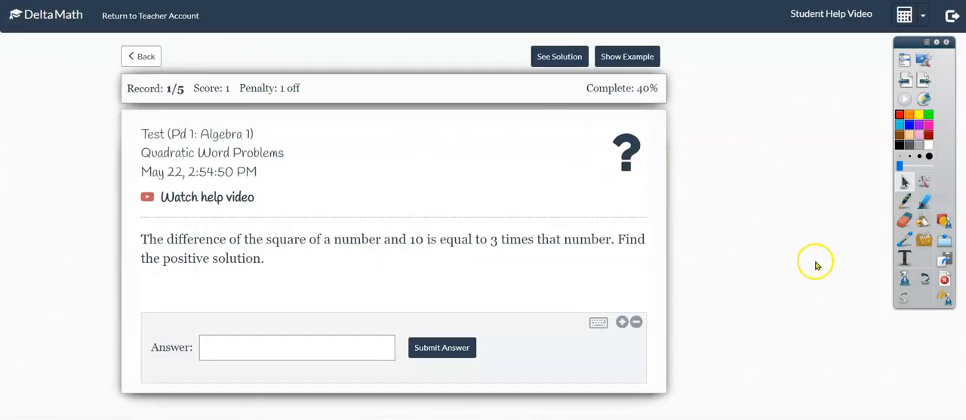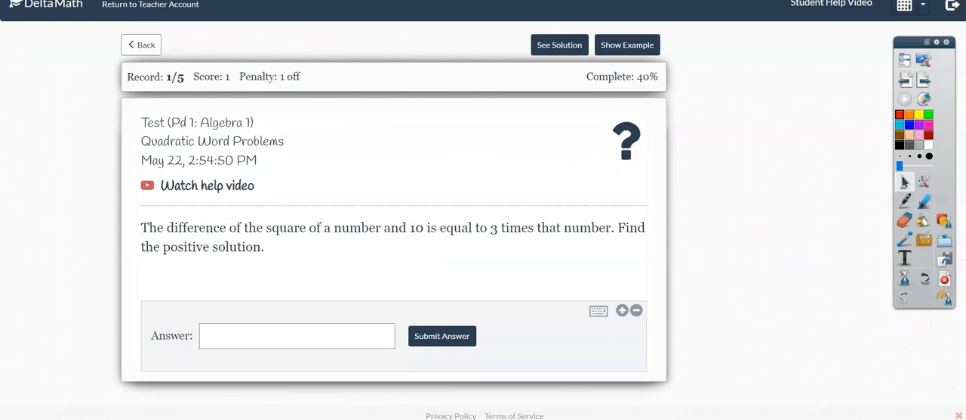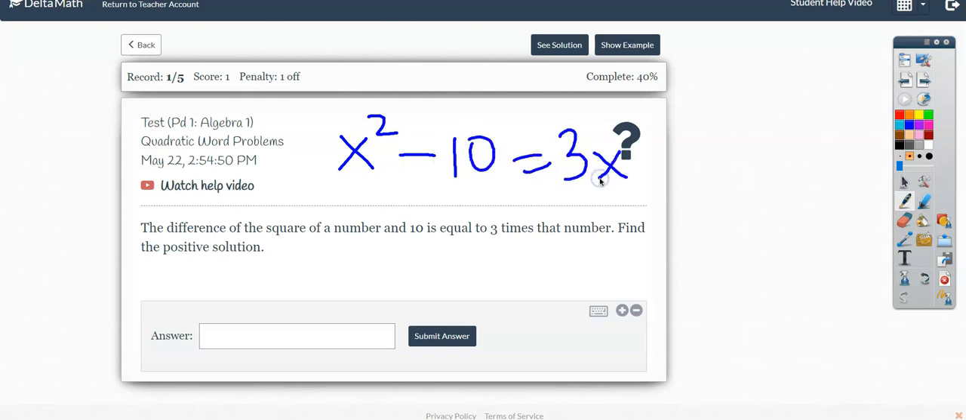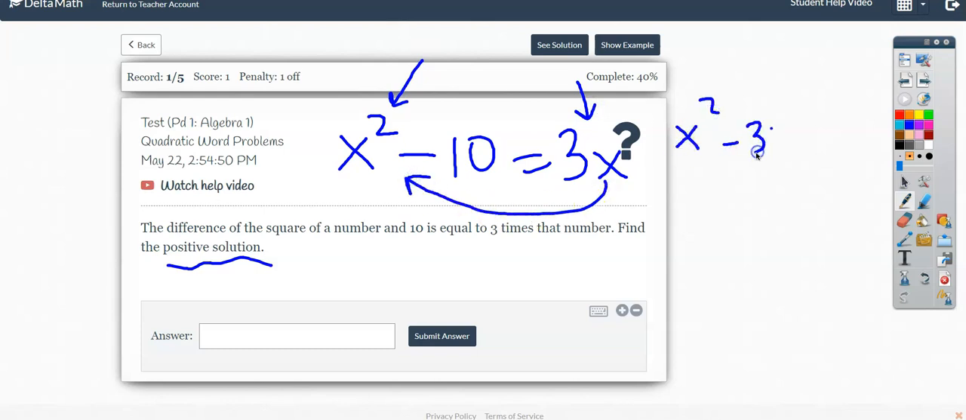Let's try that one more time. The difference of the square of a number, so this is the square of a number, and this is a difference. The difference of the square of a number and 10 is equal to 3 times that number. Find only the positive solution. So because I have an x squared and I have an x, I'm going to need to write this in standard form. So I'm going to bring this over, giving me x squared minus 3x minus 10 equals 0.